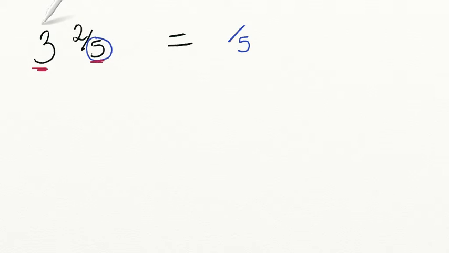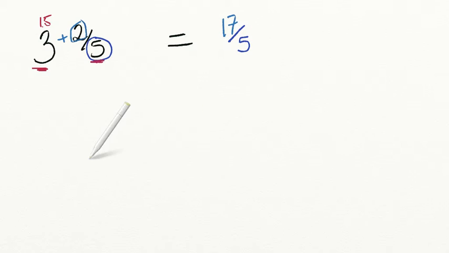5 times 3 equals 15. And lastly, we need to add our numerator. So 15 plus 2 equals 17. See, that wasn't so bad. Let's go ahead and try another practice problem together.